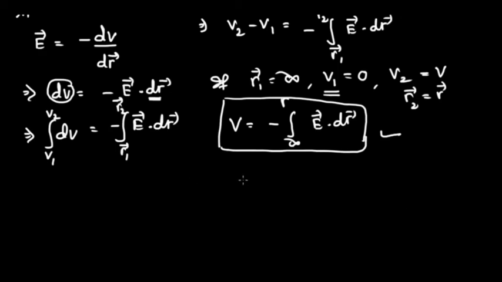The first expression is E vector equal to minus dV by dr vector, and from this expression we derived this expression. So students, hopefully you have understood today's lecture, whatever we have discussed about the relation between electric field and electric potential.